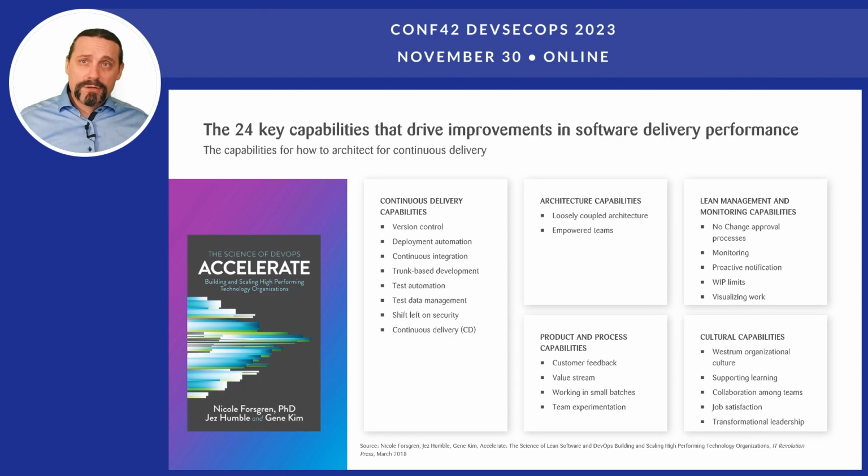This leads us to supported learning. You want to continuously learn, collaborate across the teams. You want to have job satisfaction. And for all of that, you need to have transformational leadership. So these 24 key capabilities, they are very, very important when it comes to architecting for continuous delivery. And you will see some of these key capabilities I will pick and dive a little bit deeper in my presentation today.